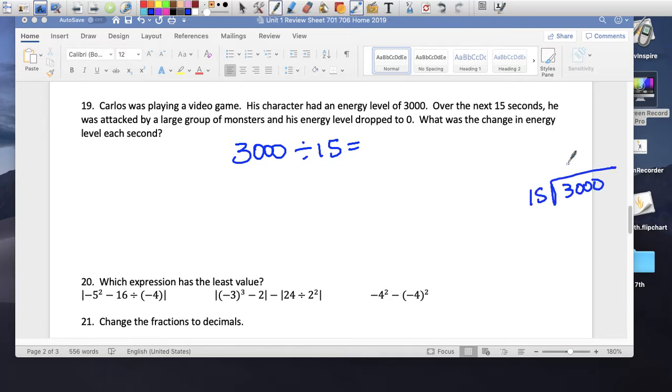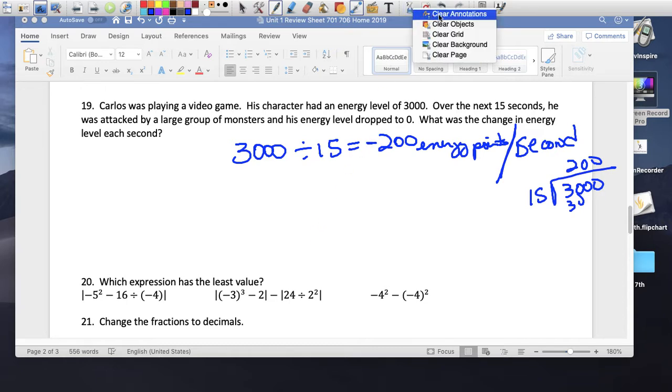3,000 divided by 15 is going to be 200. So 200 energy points per second, right? And that's my per. Every second we lost 200. Okay, so it's minus 200 energy points per second. So that was not that difficult.